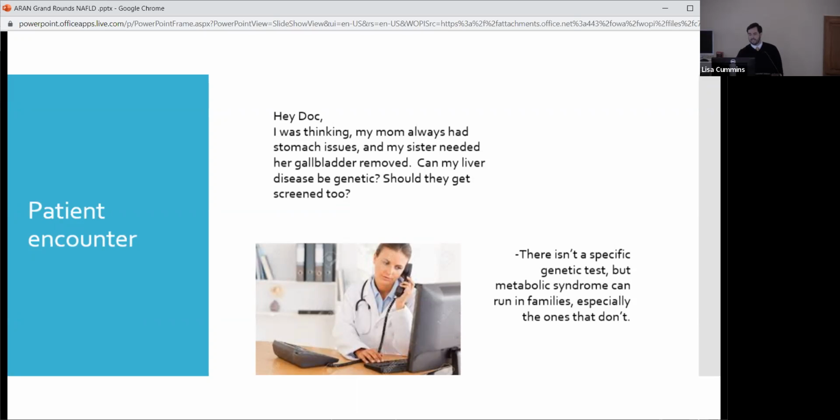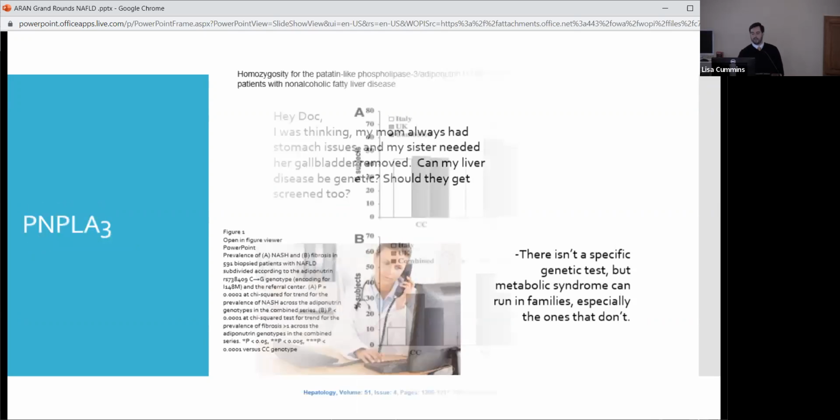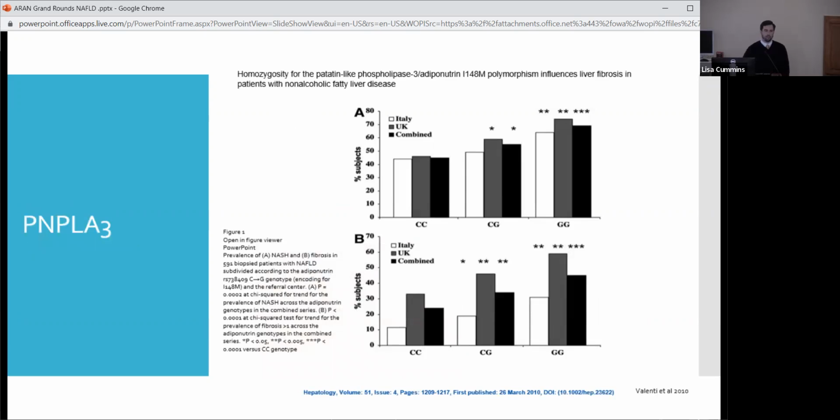Well, what you can tell her is that there isn't any specific genetic testing, but metabolic syndrome does run in families. And so there is some sort of genetic correlation between fatty liver disease and your family. I won't go into it too much, but the newest studies and the newest information is showing this PNPLA3 is an independent risk factor for having fatty liver disease. So even when you factor out obesity, diabetes, and cardiovascular disease, patients that are homozygous for this gene have a much higher chance of having fibrosis and having NASH.